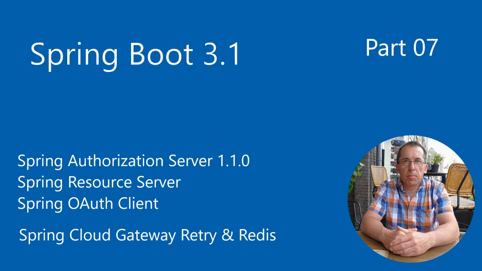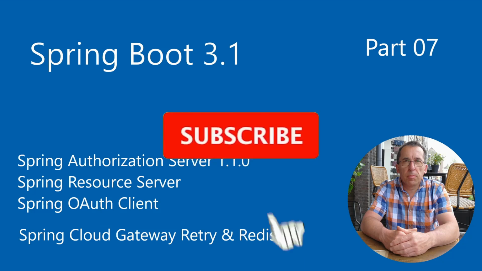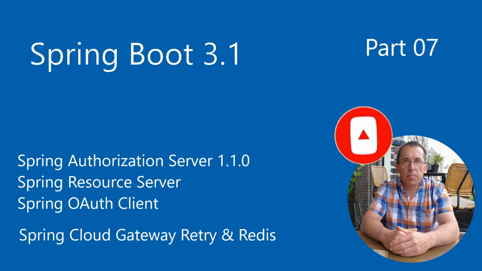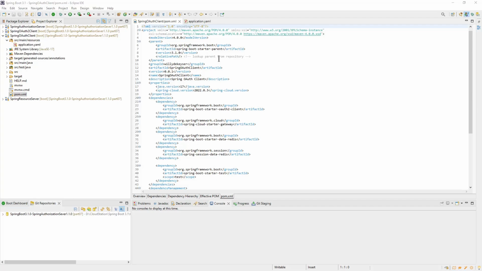In the seventh part of this series, we will take it a step further. We are going to configure the Spring Cloud Gateway with the filter retry. Then we are going to implement the Redis so that the sessions are stored in a remote server. Today we are working with the Spring Cloud Gateway OAuth client code.